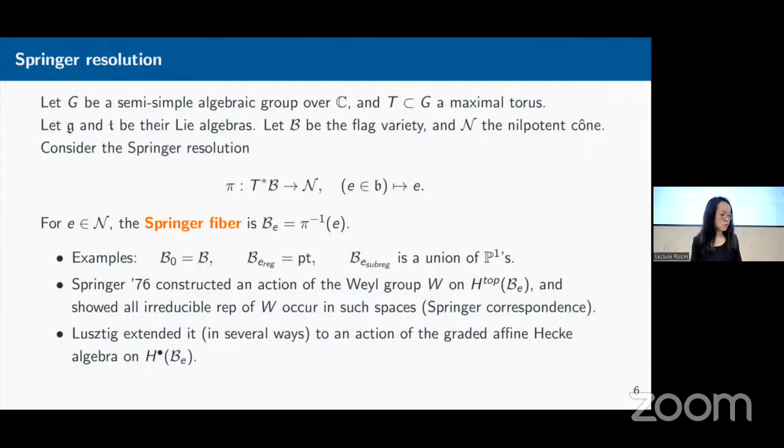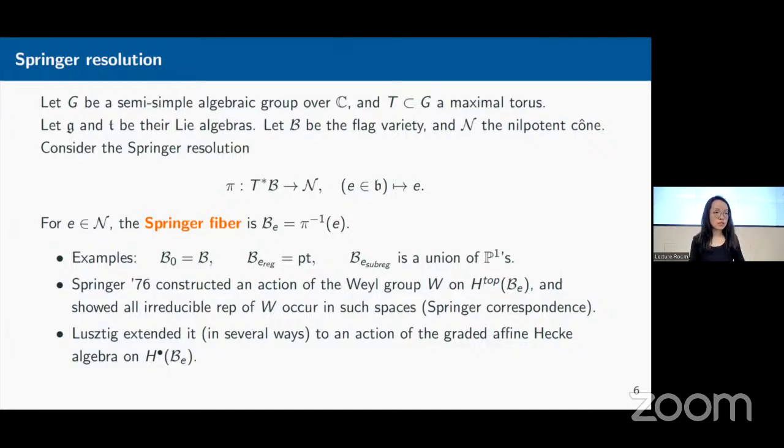So for example, an important example is the subregular element. And in this case, the fiber is a union of projective lines. So Springer fibers are projective varieties, which may be singular. And in 1976, Springer constructed a very interesting Weyl group action on the cohomology of these fibers.